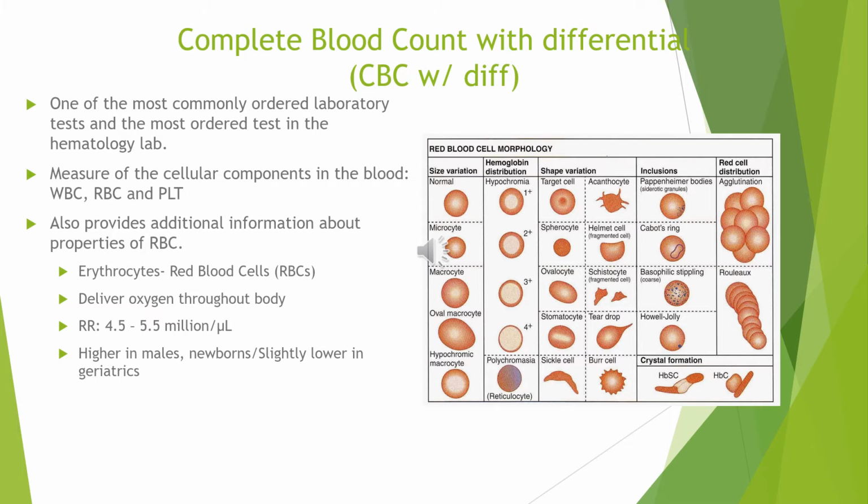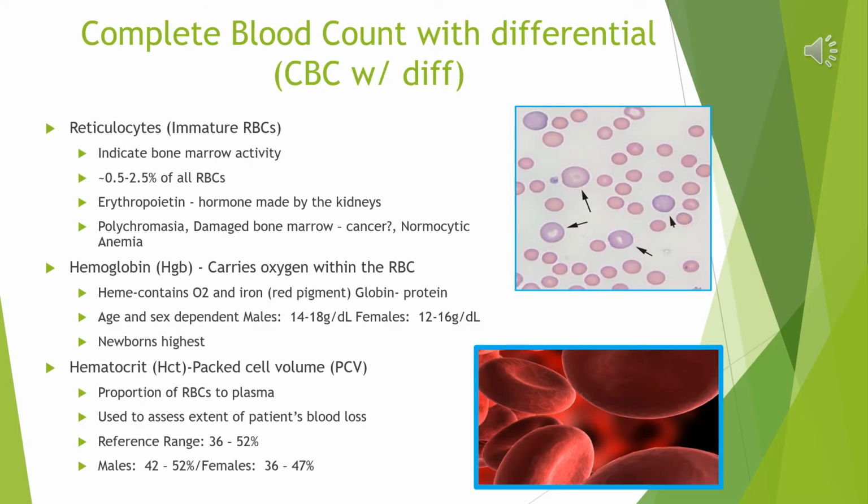Okay, let's get started. So the CBC with differential. This is one of the most commonly ordered laboratory tests and the most ordered test in the hematology lab. It's the measure of the cellular components in the blood: the white blood cells, red blood cells, and platelets. It also provides additional information about the properties of the RBC. The erythrocytes, which are the red blood cells, deliver oxygen throughout the body, and there's a reference range there. We know it's higher in males and newborns and slightly lower in our geriatric population.